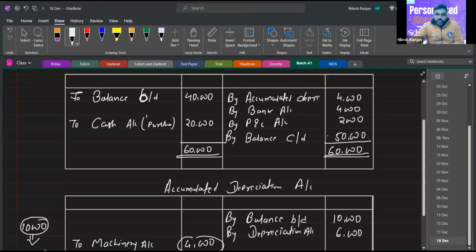And then we have calculated the profit and loss. Like 4,000 was depreciation, and at 4,000 we have sold the asset, and 2,000 is loss. Tell me, do you have any doubt here?